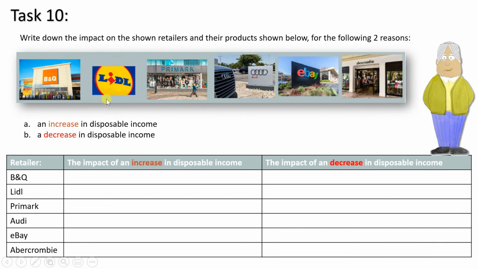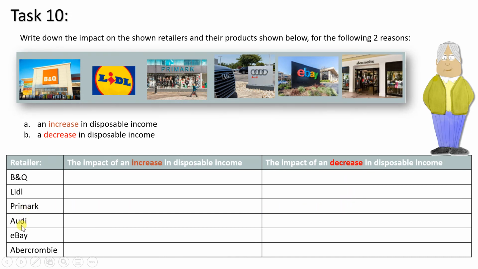Second one, Lidl. What happens to Lidl if there's an increase in disposable incomes? Write your thoughts and your impact there. And on the right hand side, what happens to Lidl if there's a decrease in disposable income? Third one along, Primark. What happens to Primark if there's an increase in disposable income? And what happens to Primark if there's a decrease in disposable income?